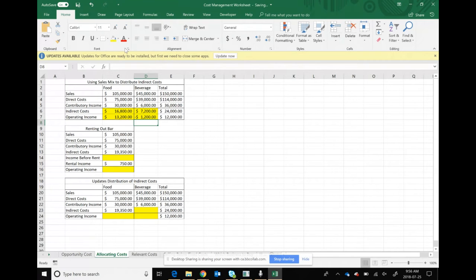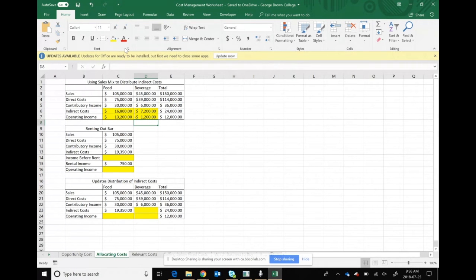You could increase prices. That could present some problems. You could decrease costs. However, that would decrease direct costs, not necessarily your indirect costs. This is an example taken from the textbook.